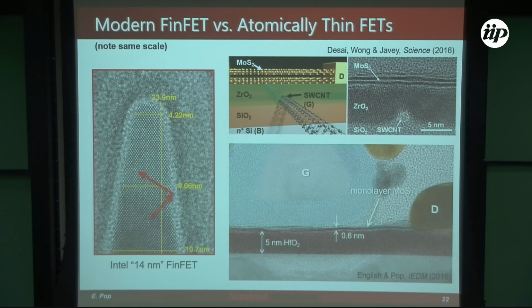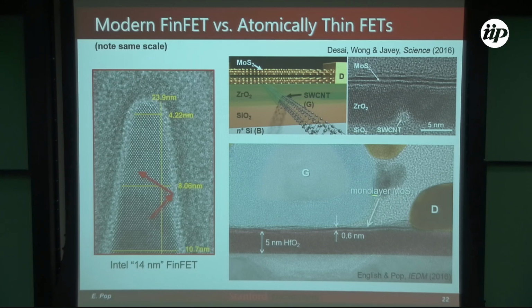And this is some really clever work from Ali Javey using a single carbon nanotube to gate a multi-layer MoS2 stack. And this is work from my group using conventional gates. This is an aluminum gate. It looks huge by comparison, to gate a single layer of molybdenum sulfide. But this is about the best you can do in academic fab right now.